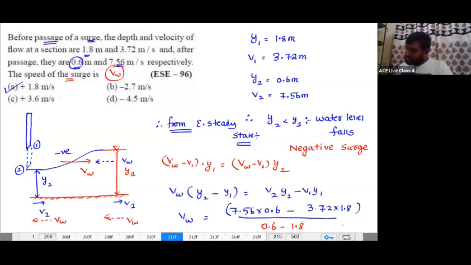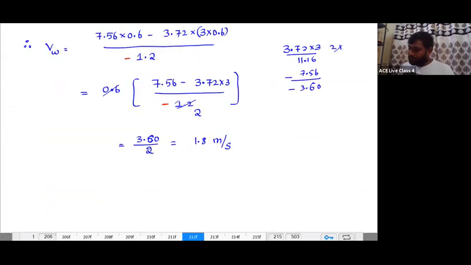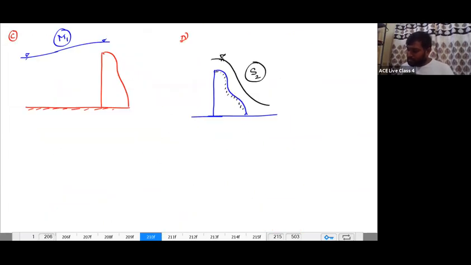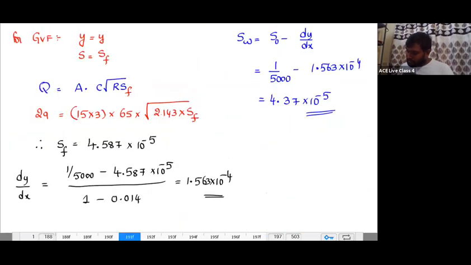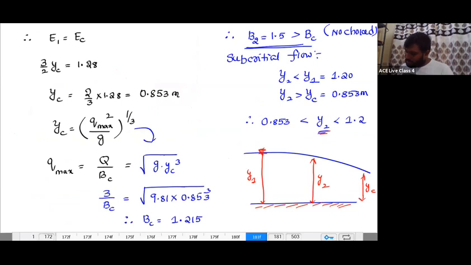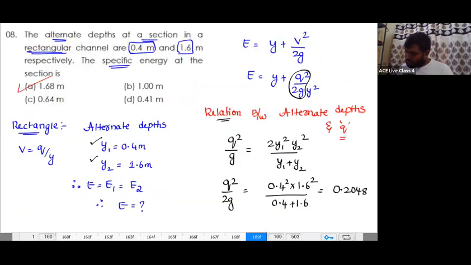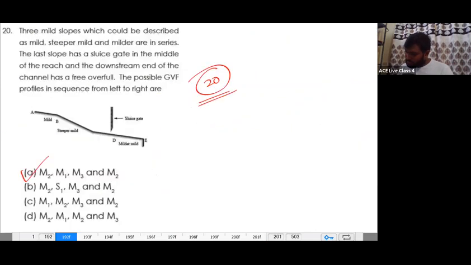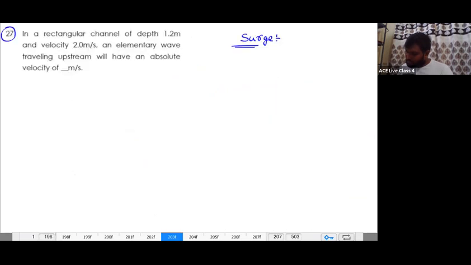Okay, so with this, we have completed this question. This is one of the previous ESE questions. Why I have taken this question is to make sure you understand the negative surge. While you are applying the continuity principle, both are the same. Now, please solve this question. This is homework for you. I'm going to attach this.